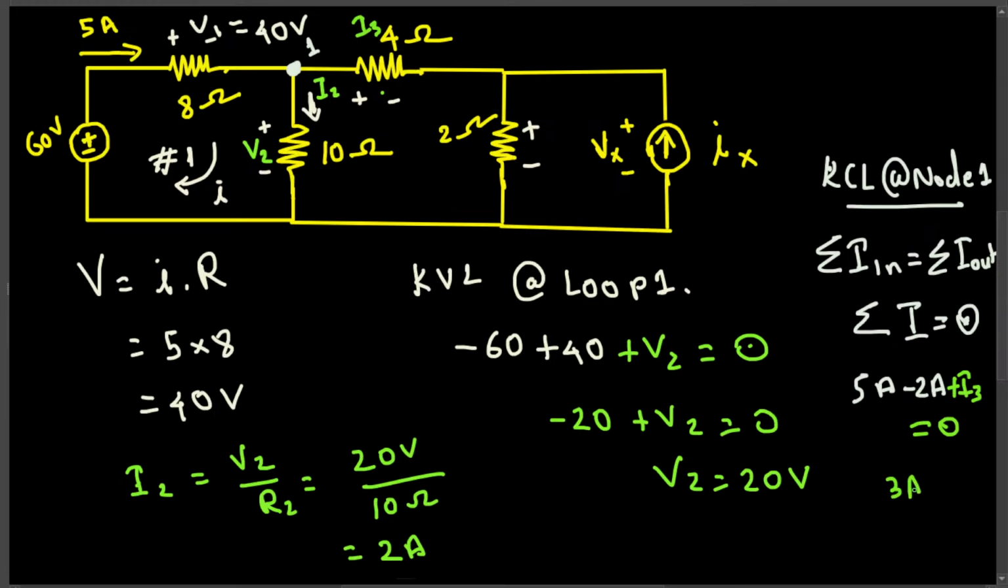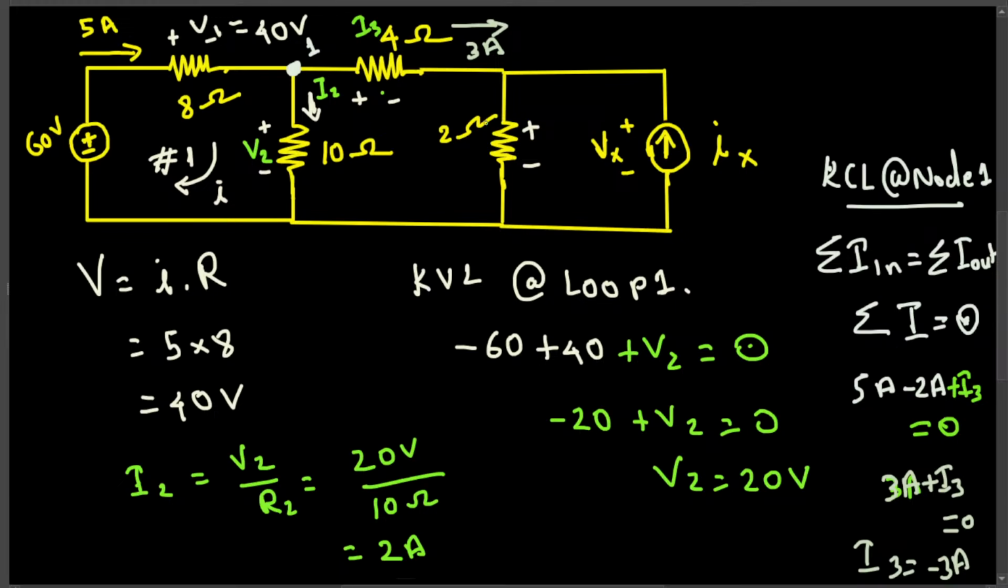3 ampere plus I3 is equal to 0. Therefore I3 is equal to negative 3 ampere. This negative means the current is going out of the circuit, so current direction is this way, and that is 3 ampere.